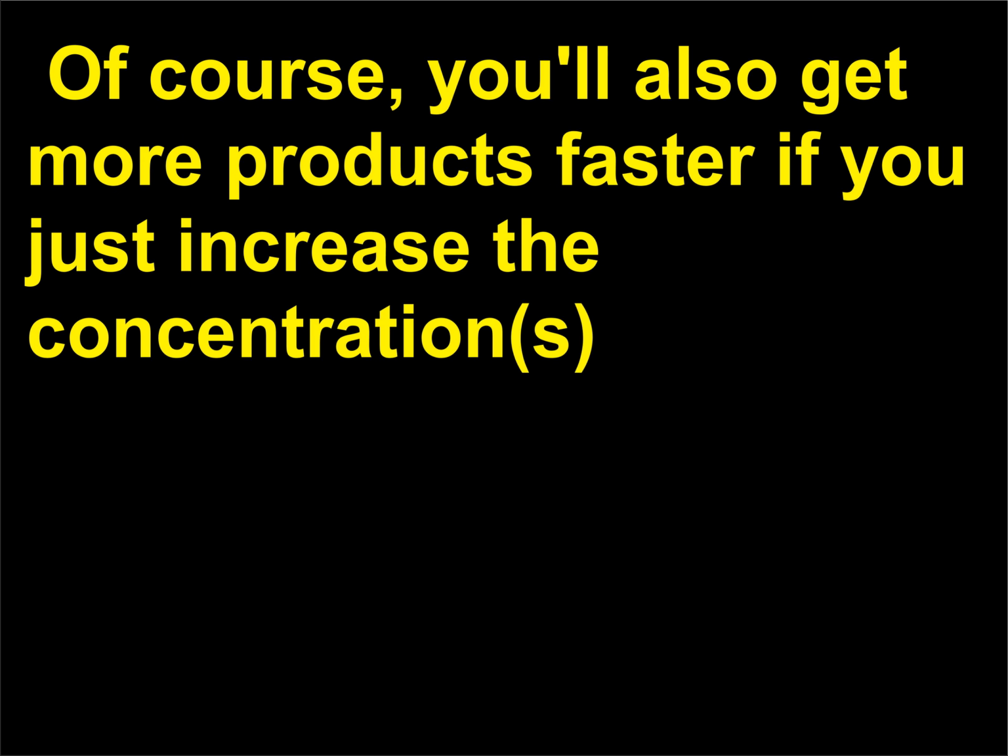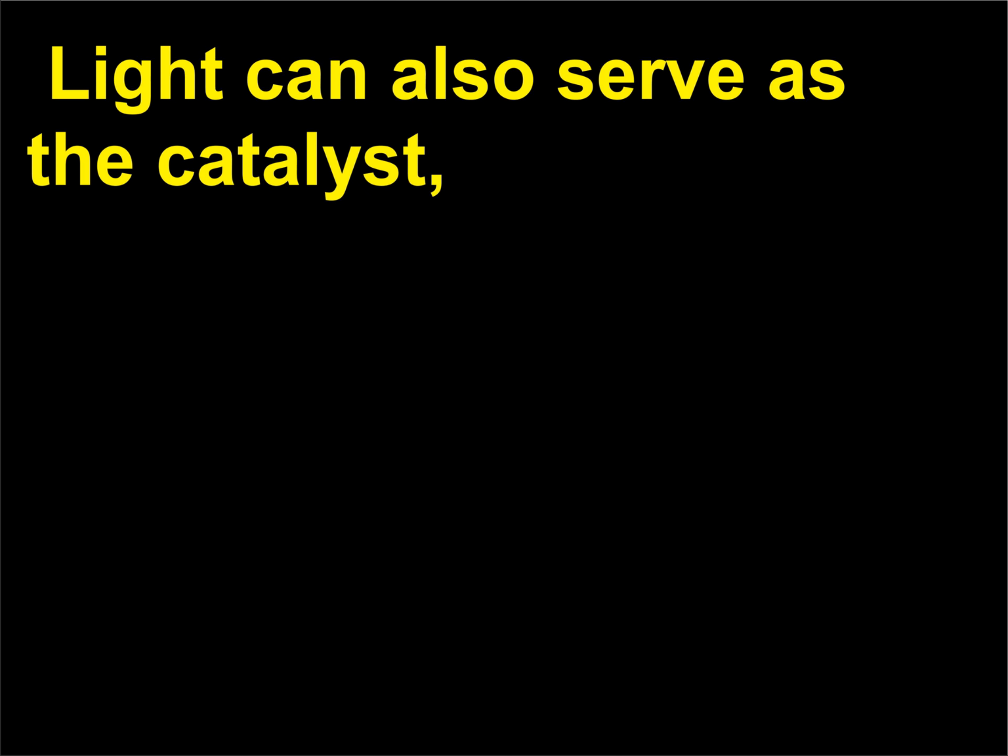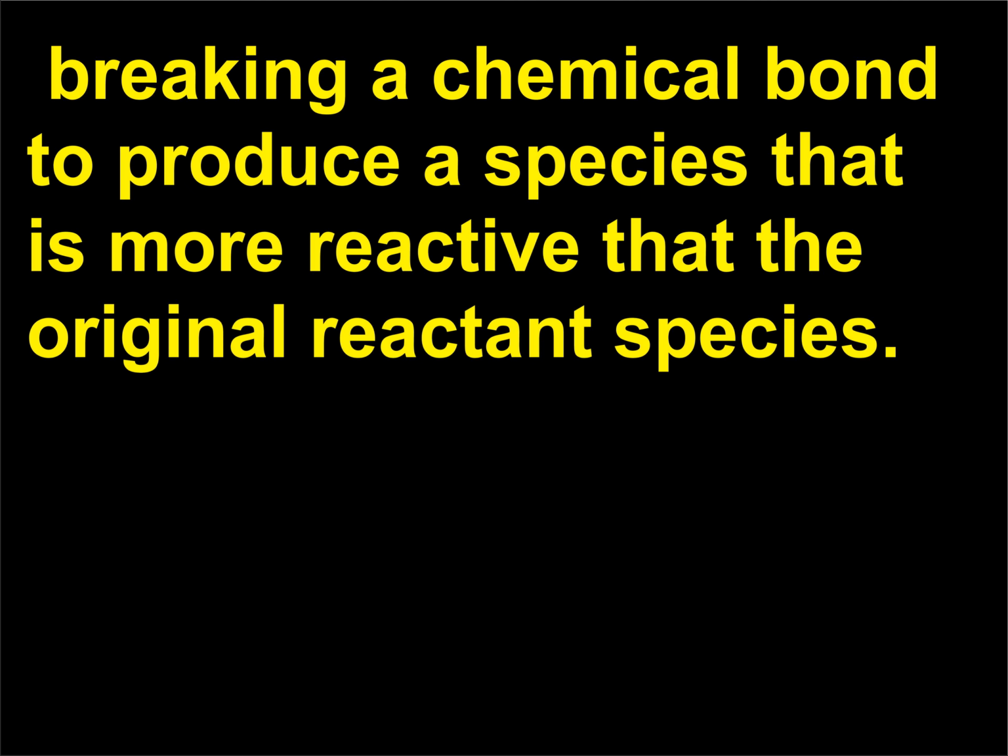Of course, you'll also get more products faster if you just increase the concentration, S, of the reactant, S. Light can also serve as the catalyst, breaking a chemical bond to produce a species that is more reactive than the original reactant species.